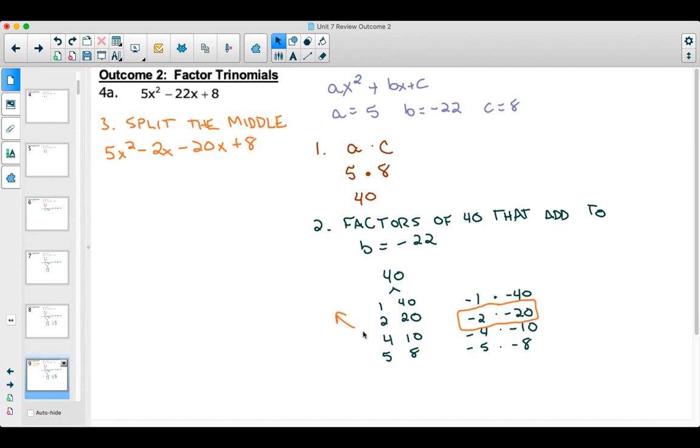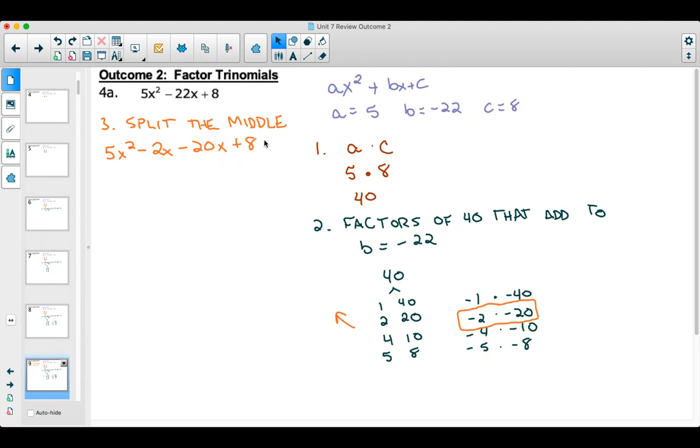Since a is not 1, we do have to split the middle. So what we're going to do is take these factors and split them in the middle. So instead of negative 22, we have negative 2 and negative 20. They still add up to negative 22, but we're using these numbers to split it. So I have 5x squared minus 2x minus 20x plus 8.